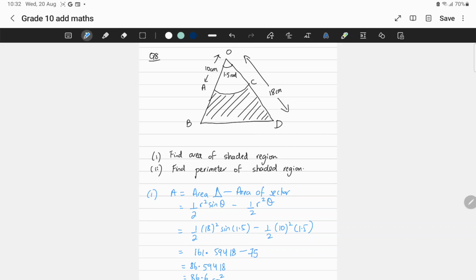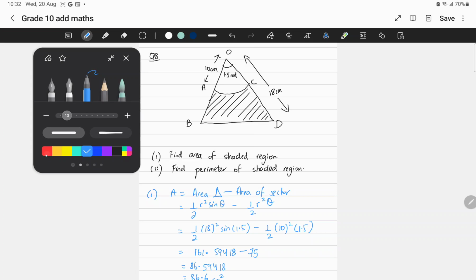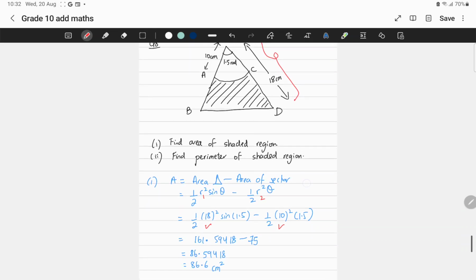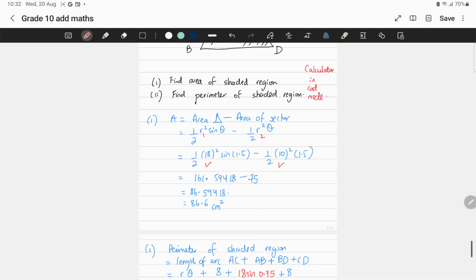But the problem here, you must make sure you don't use the same r, because this is r1, this is r2, and r1 for the triangle, it is the full length of the triangle, so we're going to take 18, and for r2 we're going to take 10. Donc quand on va remplacer, also make sure calculator is in radian mode. And when you do calculator radian mode, you're going to get these answers. Make sure that the first answer you give it to 5 dp, and then the last answer is to 3 significant figure.